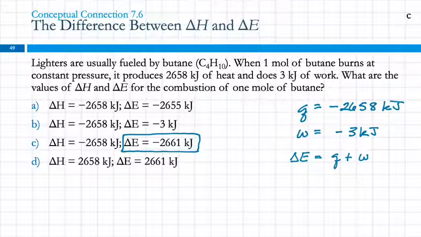At constant pressure, delta H is equal to Q. So if Q is minus 2658, then delta H is minus 2658. So there were several choices. There are 3 choices here that are correct for delta H. The author probably intended for me to do that one first.